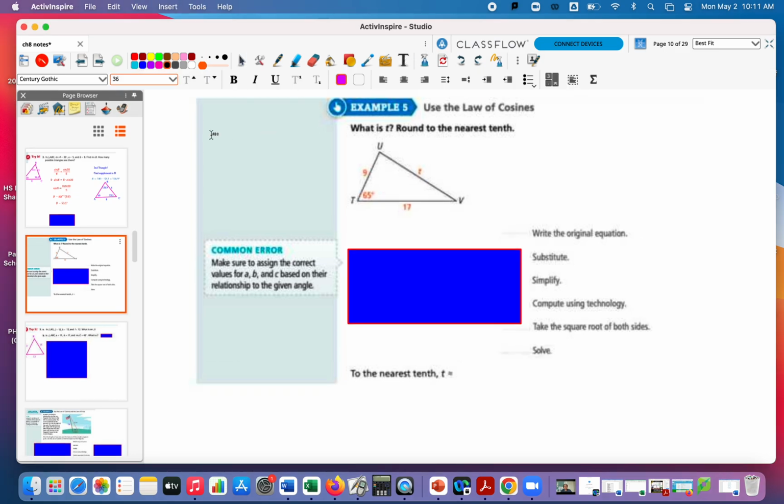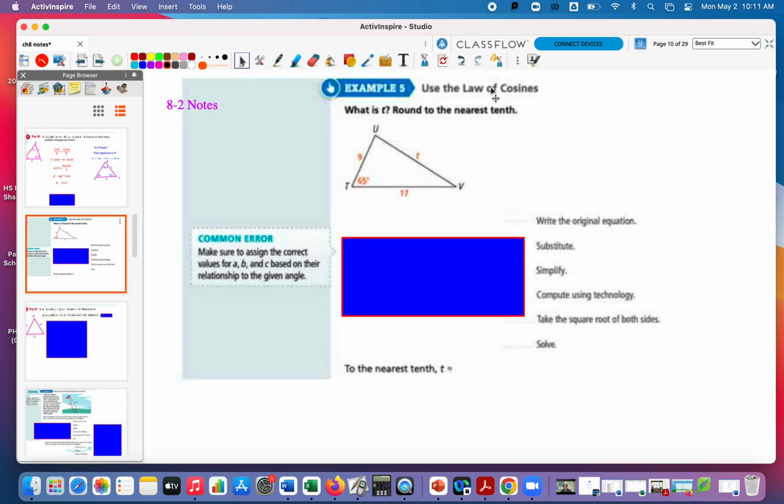All right, we're still in 8-2. I just kind of want to continue our notes, this time with law of cosines. If you'd like to see where the law of cosines comes from, we can do that in class. I'll show you how to derive it. It's a little more complicated than law of sines, but that's okay.